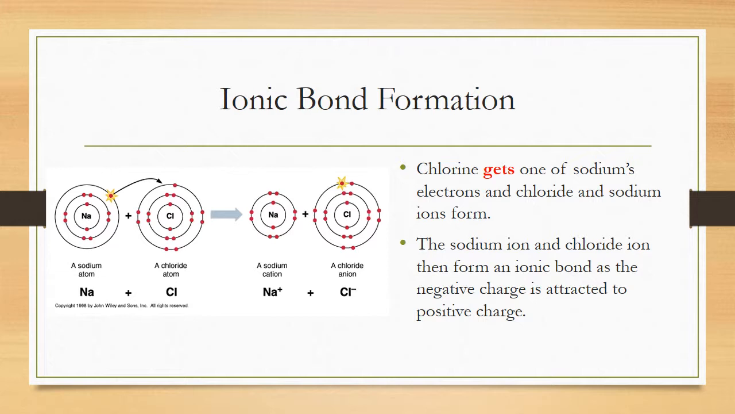So what happens when ionic bonds form? Well, using the example of sodium and chlorine, the chlorine gets one of the sodium's electrons, and the chloride and sodium ions form. You can see here that the electron from the sodium atom is taken by the chlorine atom, so the sodium cation forms and a chloride ion, anion, forms. The sodium ion and the chloride ion then form an ionic bond as the negative charge is attracted to the positive charge.